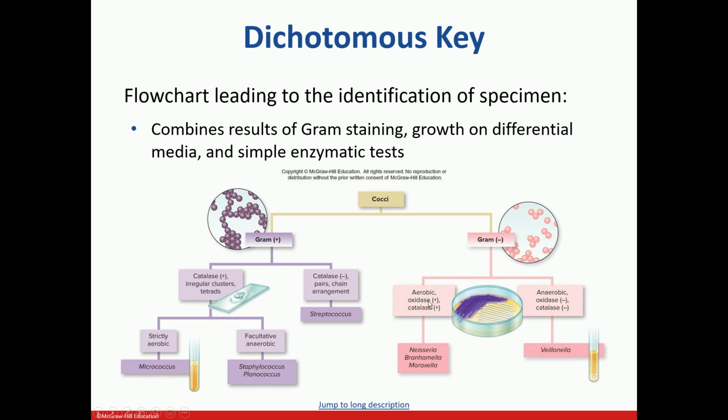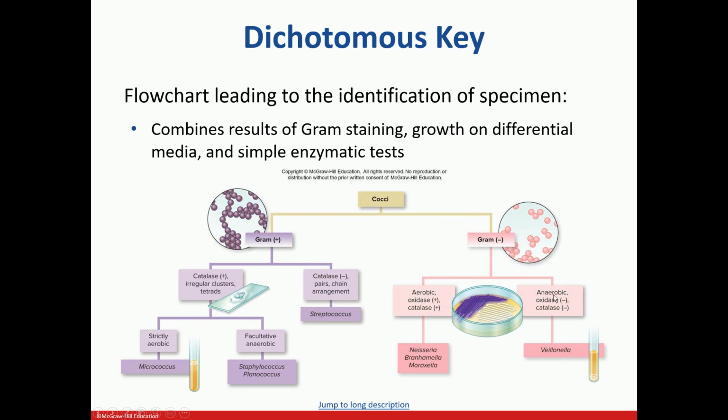Suppose here, as we have done, it is a cocci, but in the gram staining they are gram negative, which means they are showing pink color. So they are gram negative cocci. How to proceed? Then you can see the different biochemical characteristics. Suppose they are aerobic and oxidase positive. Oxidase is another kind of test. They are also catalase positive.